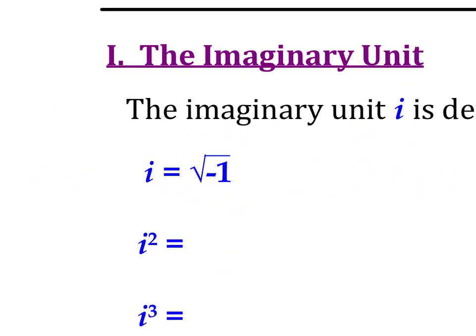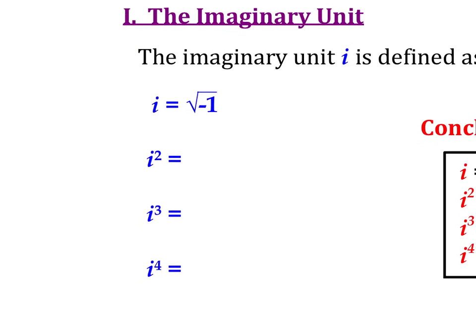All right, so the imaginary unit is defined as i, and i is the square root of negative 1. It's typically written italicized. So if I wanted to do i squared, that would be the square root of negative 1 times another square root of negative 1, or the square root of negative 1 squared. Well, we know that if you square something, it nullifies a radical, so i squared is just going to be equal to negative 1.